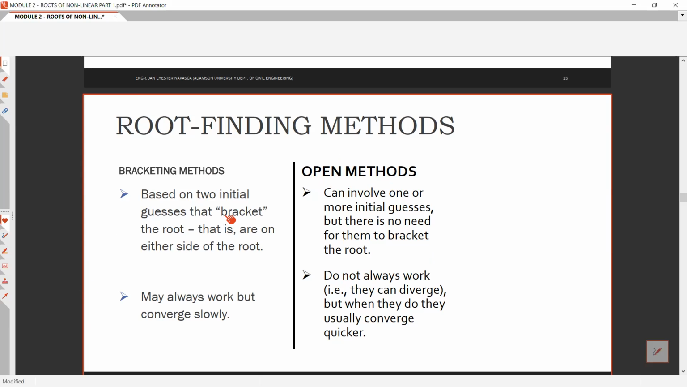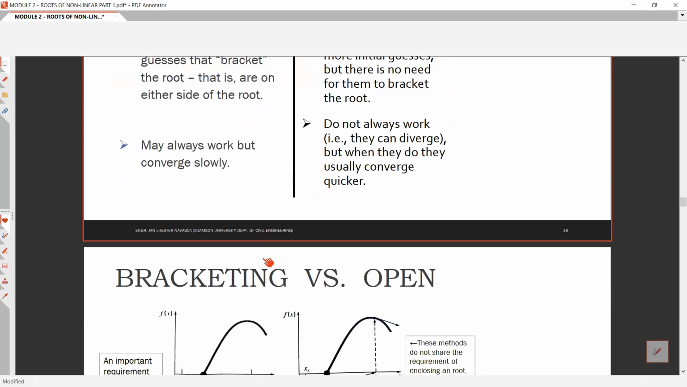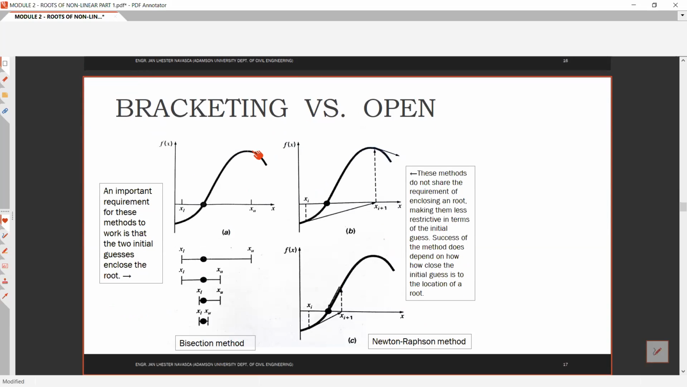Yung term na bracket, binabracket siya. One example of bracketing method is the bisection method. So bisection method, ang ginagawa dyan, you will find the two guesses, XL and XU, X left, X up. Bina-bracket mo siya, ini-enclose mo hanggang mahanap mo yung root natin. Hanggang sa yung pagitan nila, mahanap mo yung root. So that is the bracketing method.